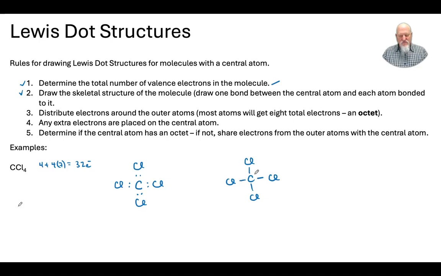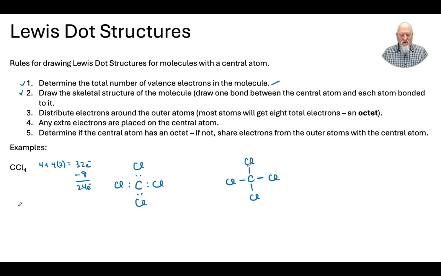We used 2, 4, 6, 8 to make our bonds. So 32 minus 8 is, we still have 24 electrons that we have to put in the structure. Okay, so we're going to distribute electrons around the outer atoms. Most atoms will get a total of 8 electrons. Okay, so those shared electrons in the bond count for both atoms.